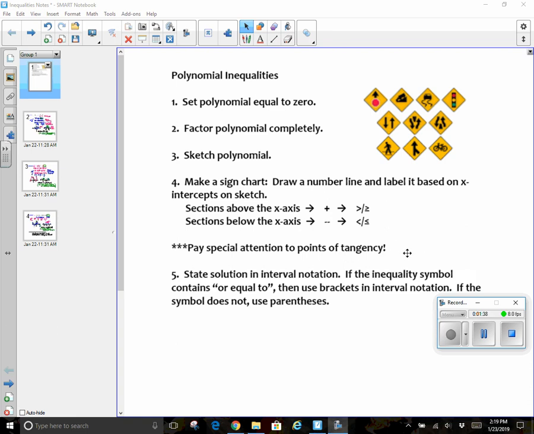Points of tangency are going to be special. That's really the only time that on your sign chart you wouldn't alternate between positive and negative sections. And it'll be important depending on whether you have the or equal to on your inequality or not. Then finally, you should state your solution in interval notation, just like you should know anyway. If you have or equal to with your less than or greater than, you would use brackets for your interval notation, and if not, you would use parentheses.